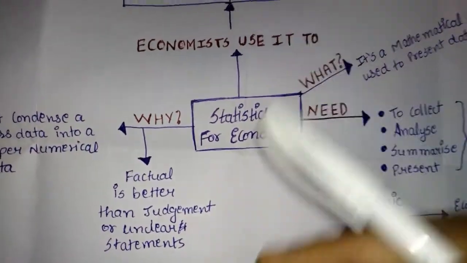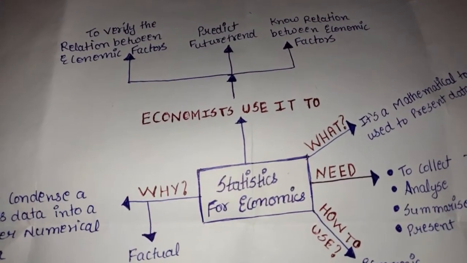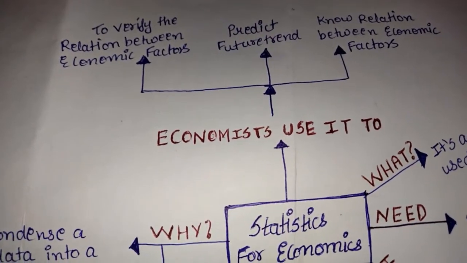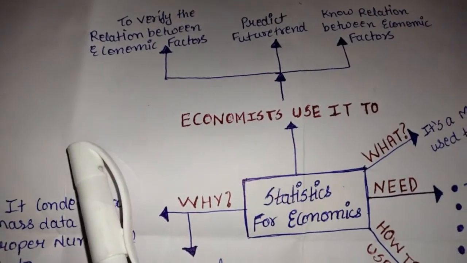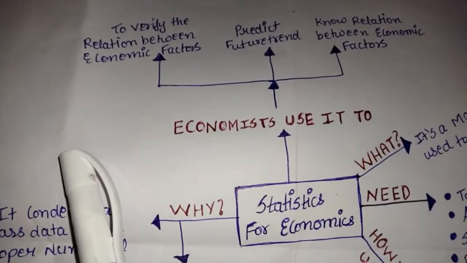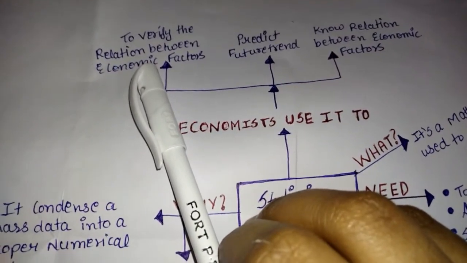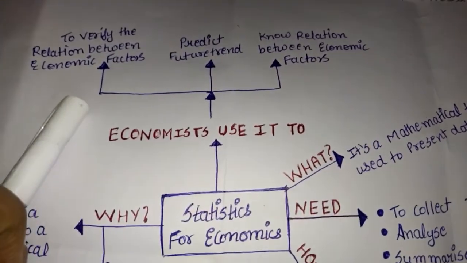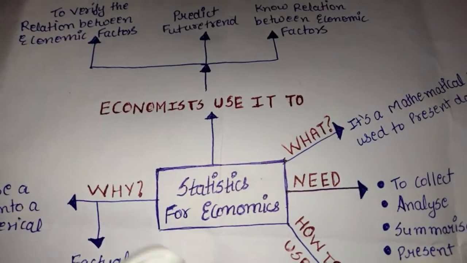So how economics uses this tool is to verify the relation between economic factors, predict future trends, and know relations between economic factors. Verifying the relation between economic factors: what I mean is that an economist can at a certain point think of verifying a particular relation. For example, the demand and supply of a particular product is in relation with some price change indicators. So to verify that particular relation, statistics can be used.